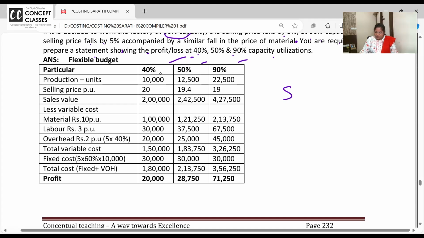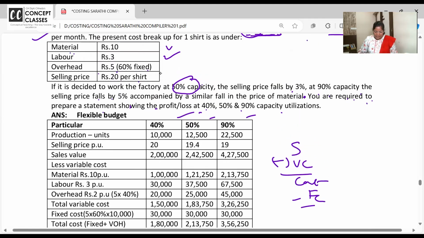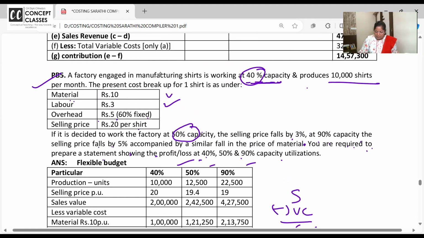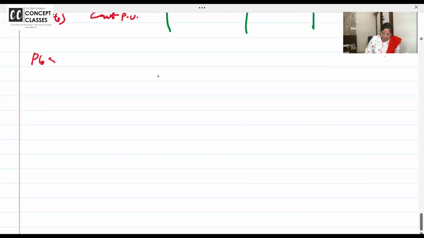They have done it like this. You can do sales minus the variable cost, contribution minus the fixed cost. You can do it this way also. Fifth problem in your notebook. Don't check the way they have done. We will do it even better. Fifth problem in your notebook. Problem number 5th.